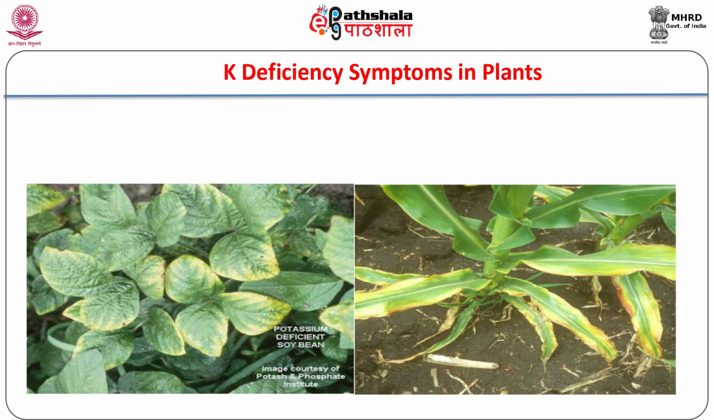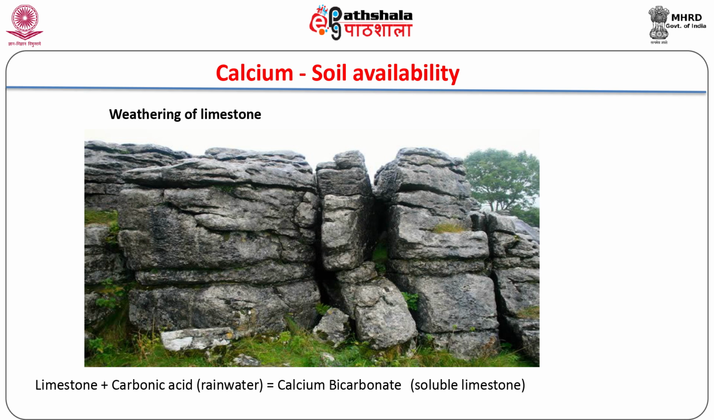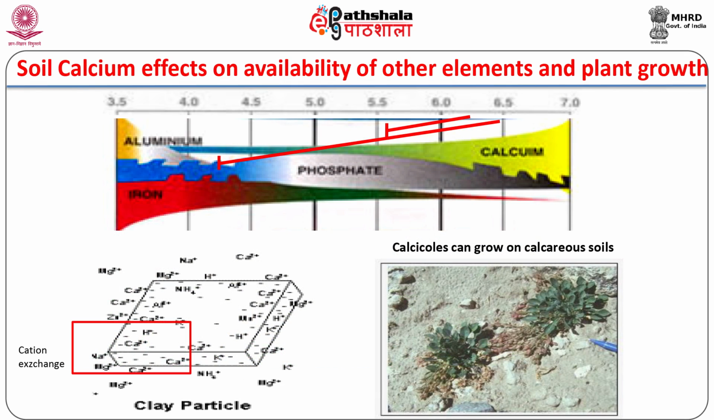Calcium content in soil arises from weathering of limestone. It forms insoluble salts like calcium phosphates, and hence much of the calcium is not available to plants. Calcium ions adsorbed on soil particles are taken up by plants through cation exchange. Soil calcium plays an important role in maintaining soil pH and influences the availability of other elements like iron and phosphorus. Plants adapted to calcareous soils are called calcicoles, and they show special mechanisms to solubilize iron and phosphate.